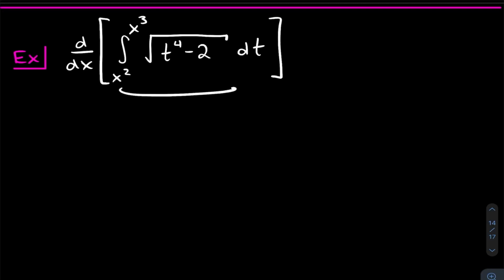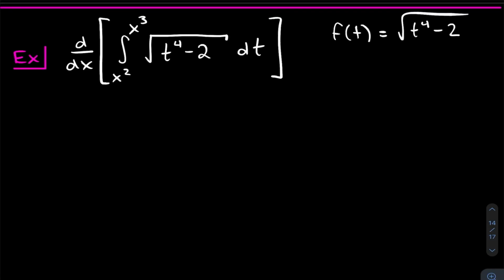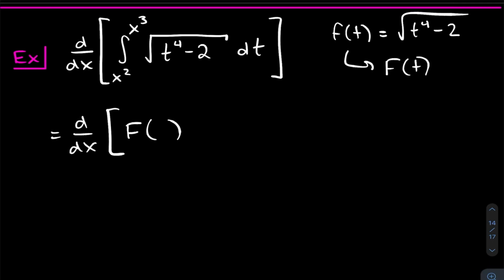And, well, we'll start off by integrating this. We'll call f of t the square root of t to the 4th minus 2. All right? And when we integrate that guy, we're going to get capital F of t. And so this guy's equal to the derivative of what? Well, it's the derivative of capital F of something minus capital F of something. That's the Fundamental Theorem of Calculus Part 2. And what are those things? Well, those things are going to be x cubed and x squared.